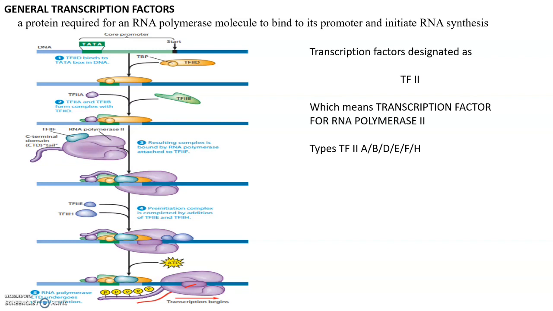This TF2H mainly has helicase and kinase activity. Helicase means it unwinds the DNA strands to form a transcription bubble, and kinase means it phosphorylates the RNA polymerase. That is, RNA polymerase consists of a C-terminal domain which acts as a tail. Upon phosphorylation, this tail gets activated and the RNA polymerase is initiated to start the RNA synthesis.